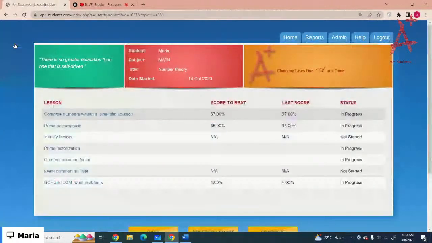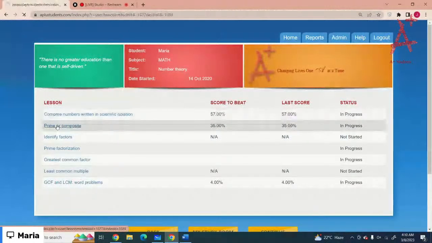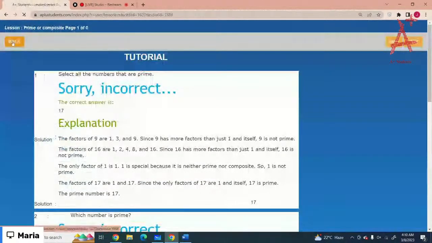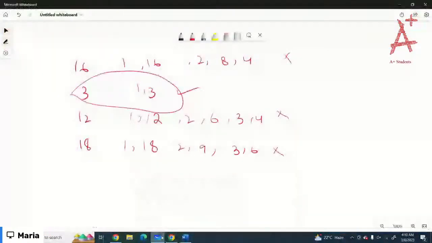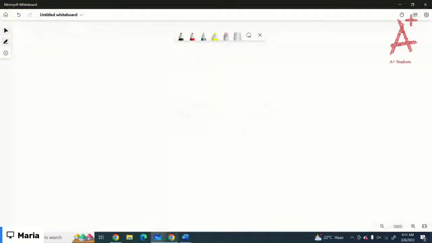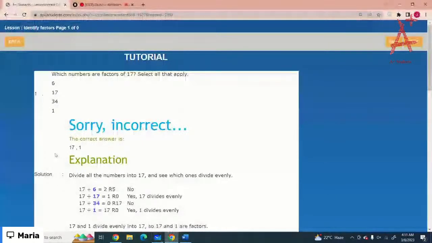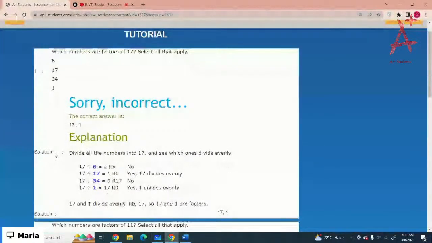identify factors. So let's just start with the next lesson. Okay, the next lesson is identify factors. Which numbers are factors of 17? Factors mean when you divide the number by the given number, the answer must have remainder 0. Got it? Like you have to select which numbers divide 17. 6, 17, 34, and 1.